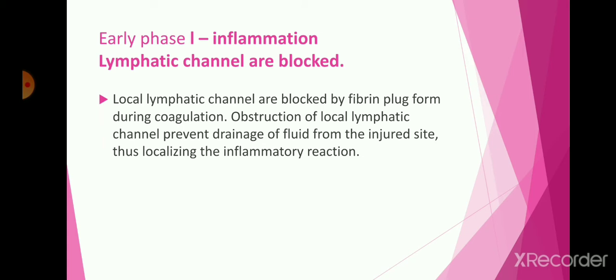In the second phase of inflammation, lymphatic channels are blocked. The local lymphatic channels are blocked by the fibrin plug formed during coagulation. We know that to prevent blood loss, our body coagulates the blood at the injured site. So it obstructs the local lymphatic channels to prevent drainage of fluid from the injured site, and thus localizes the inflammatory reaction. So this is also a phase of inflammation, which blocks the lymphatic channels to prevent fluid loss from the injured site.